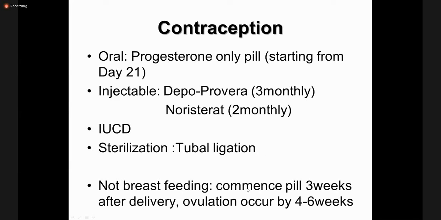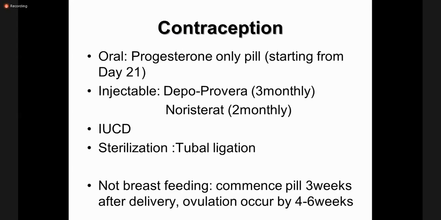Okay, if the mother is not breastfeeding, she can start taking pills from 3 weeks after delivery, because in those patients, since they are not breastfeeding, the effect of prolactin is less. So the patient can have ovulation soon, by 4 to 6 weeks. So she should start taking pills by 3 weeks after delivery.